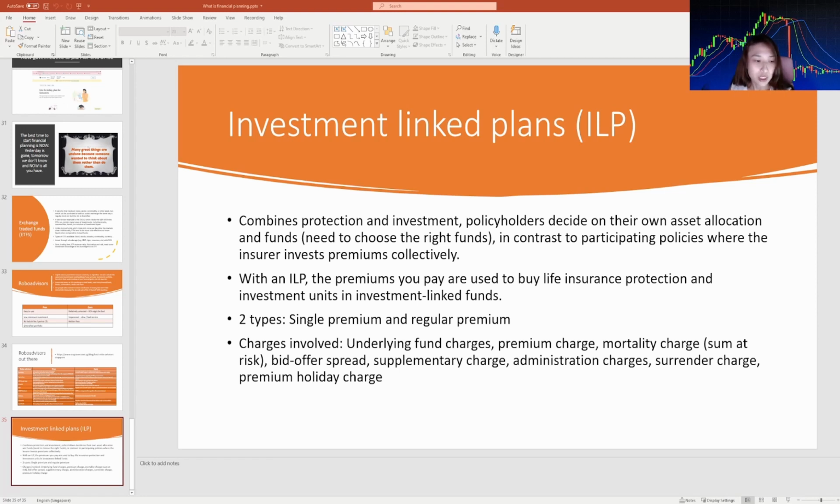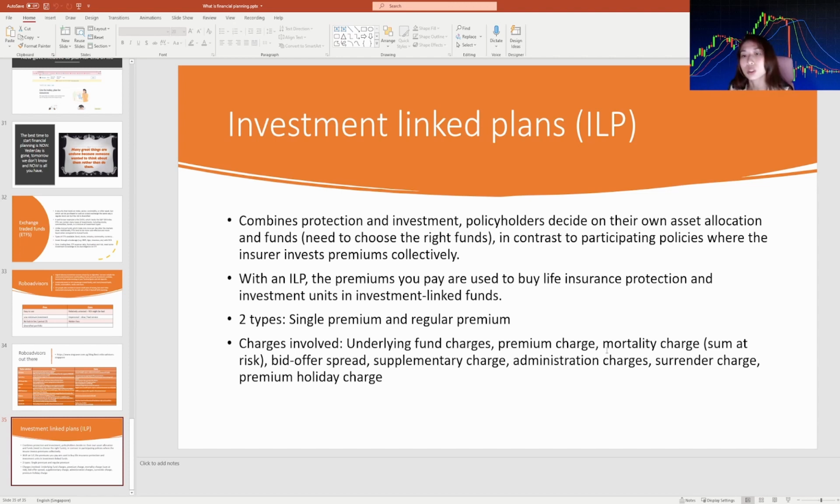Okay, let's move on to everyone's least favorite topic, investment linked plans. So, investment linked plans have gotten a bad rap because of the number of fees they have. What is so good about investment linked plans is that they show you all these fees that are involved. Okay, if you don't know what an investment linked plan is, it's combining protection and investment.